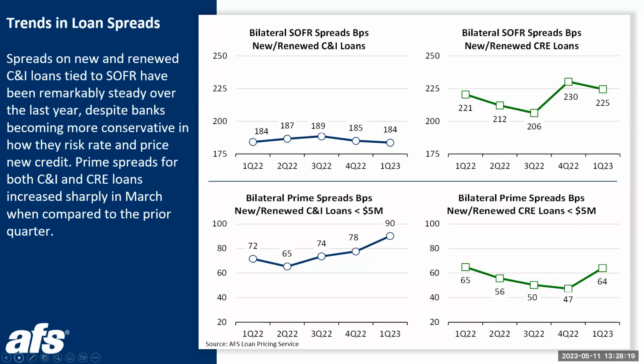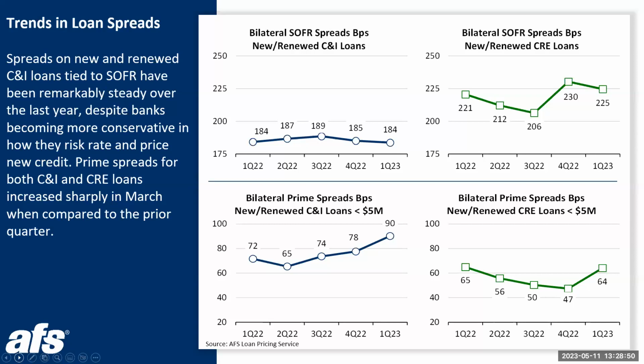Spreads on SOFR-based CRE loans in the top right-hand chart decreased slightly from 4Q and are slightly above the year-ago level. Spreads on prime-based C&I loans shown in the lower left-hand chart rose significantly in the last quarter after being in a tight range throughout 2022. And spreads on prime-based CRE loans in the lower right-hand chart also increased in 4Q, returning to the same level from a year ago.